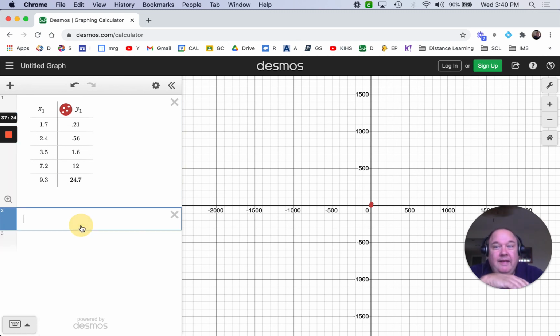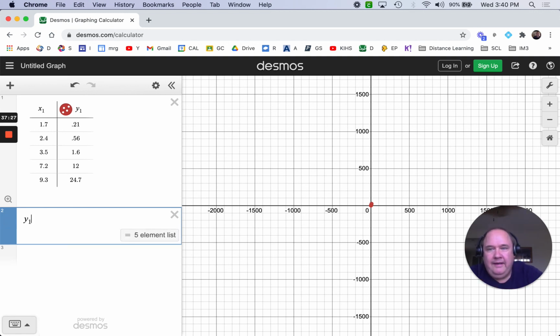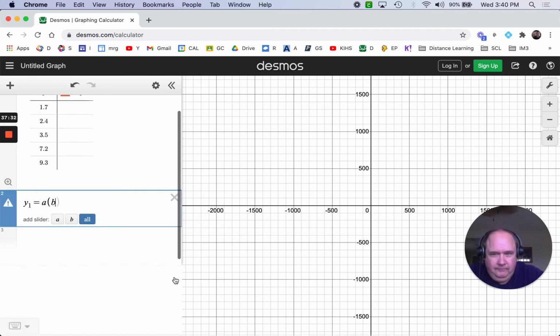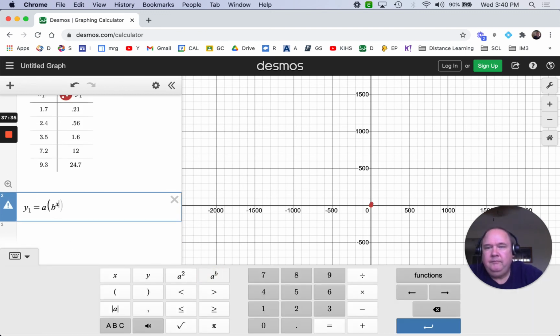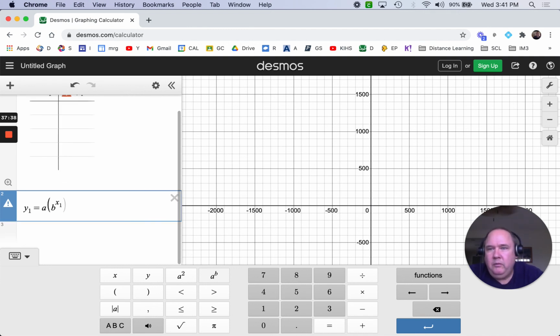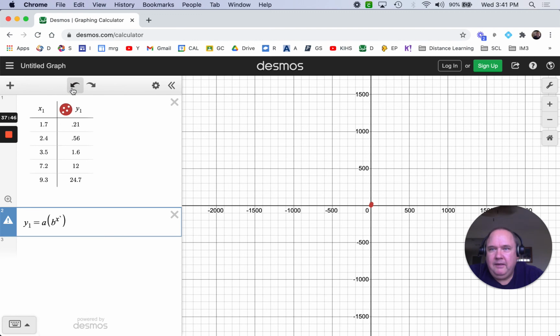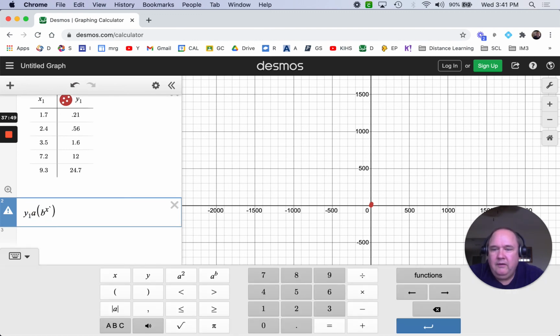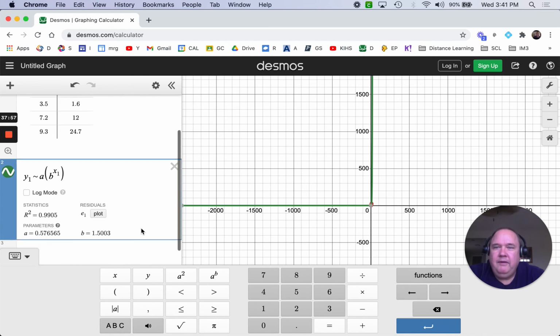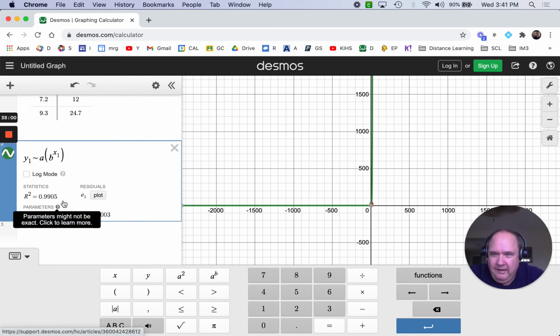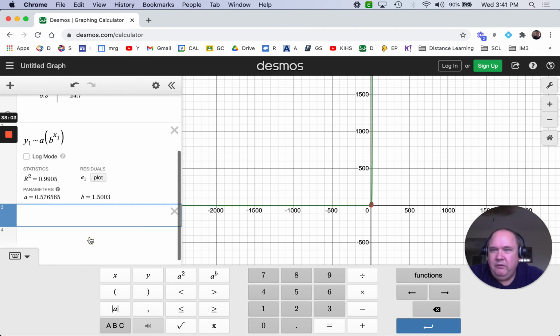All right, next, let's look at first an exponential. Oops, I did that again, didn't I? So, let's get that data back in there. All right, so now we have it. So R squared is 0.9905.